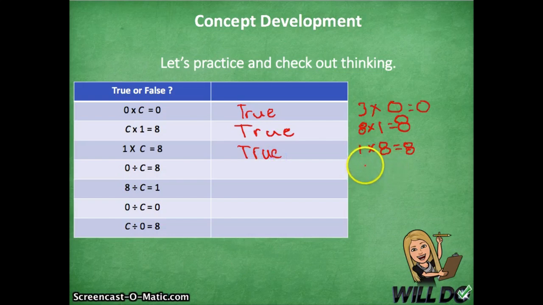How about the next one? 0 divided by 8 equals 8. If I have no groups and I have 8, would that equal 8? No, that doesn't make any sense. This statement is false.